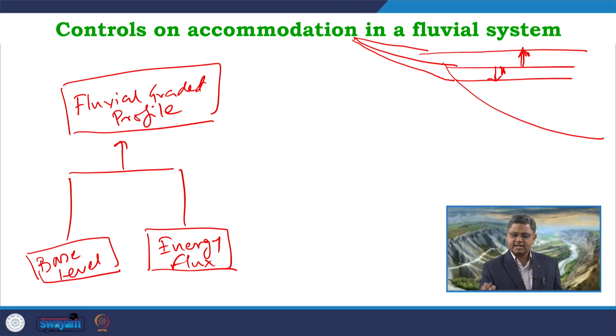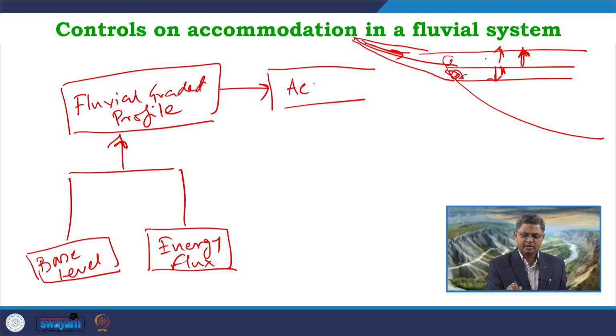So, this is the factor, base level change, and the energy flux which is available with respect to this base level change, as well as the energy flux of the fluvial system itself. If the energy flux is very high, it will be eroding more. If the energy flux is less, it will be eroding less. So, these two factors together will control the resultant fluvial graded profile in the downstream part, and depending on how much erosion or deposition is allowed, how much the energy flux is with respect to this fluvial graded profile, this will control the resultant accommodation.